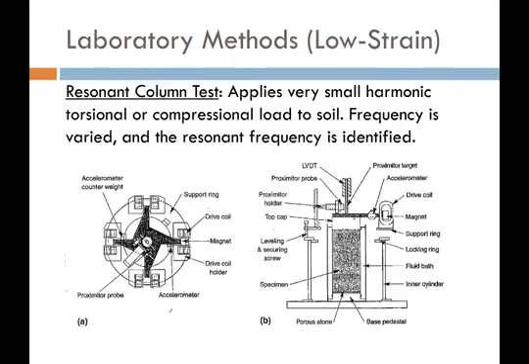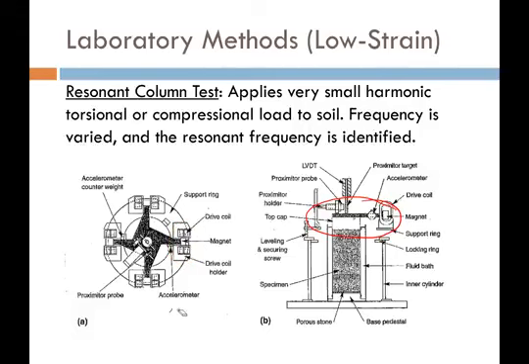The next test is what's called a resonant column test. It looks kind of like a triax test, but it's a lot more sophisticated. What it has here on its cap, if I turn that cap and flip it up and look at it from the top down, it's going to look like this. And the cap has a whole bunch of these magnetic coils along the outside.